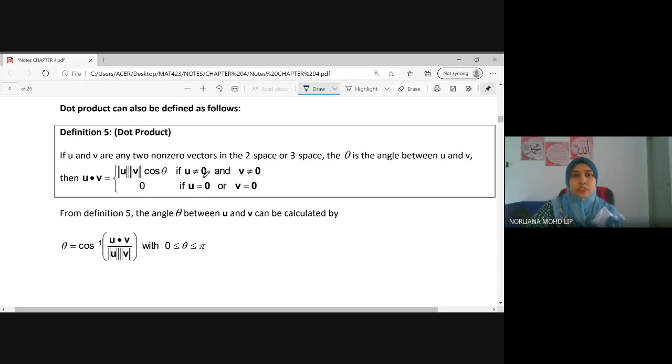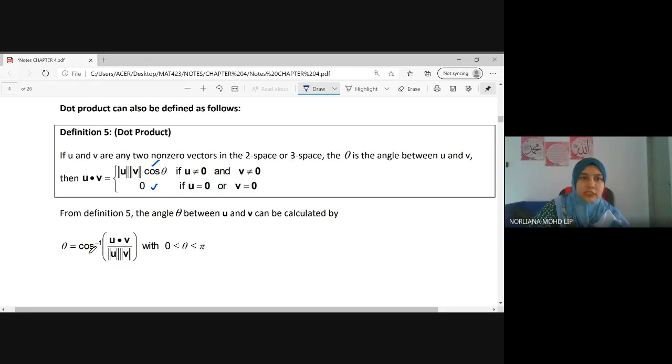If U is not equal to 0 vector and V is not equal to 0 vector. Also, U dot V equal to 0 if U equal to 0 vector or V equal to 0 vector. So it means U dot V can be 0 or any real number. So we can find the angle using this formula.